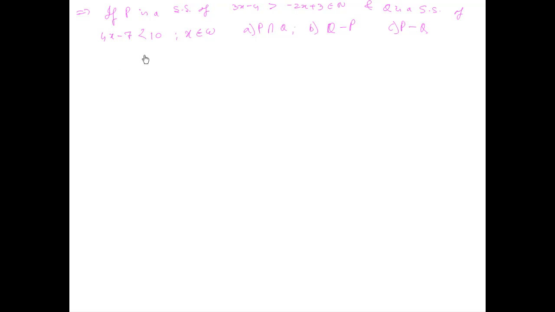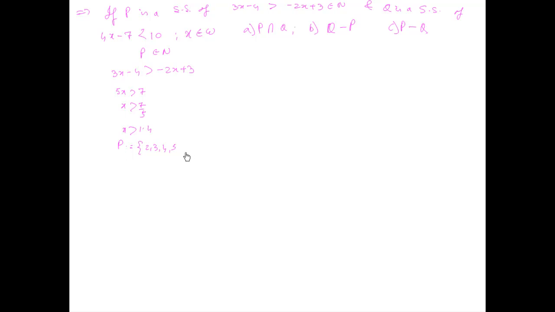So for P, children, we'll get 3x minus 4 is greater than minus 2x plus 3, and P belongs to natural numbers, so that'll give us 5x is greater than 7, x is greater than 7 by 5, so x is greater than 1.4. So children, here we'll get the solution set as numbers 2, 3, 4, 5.